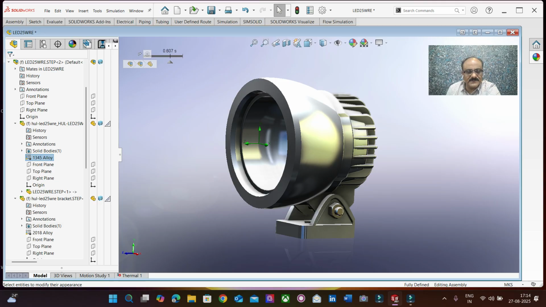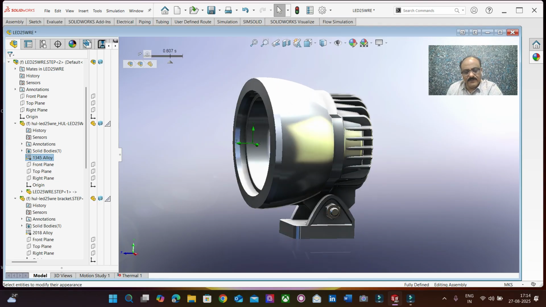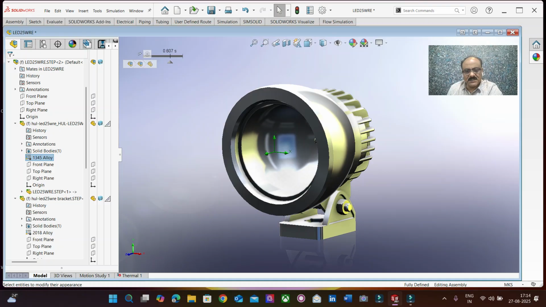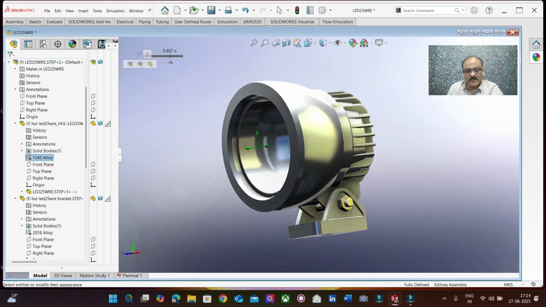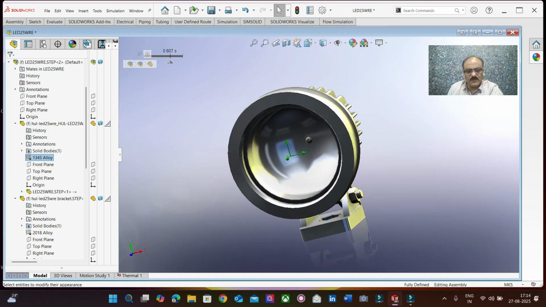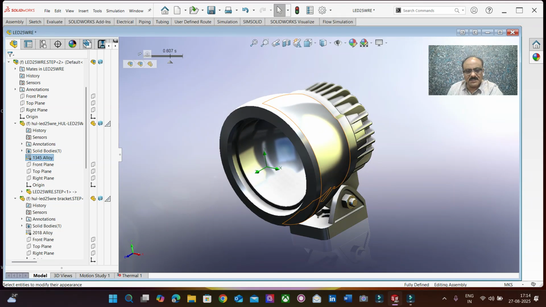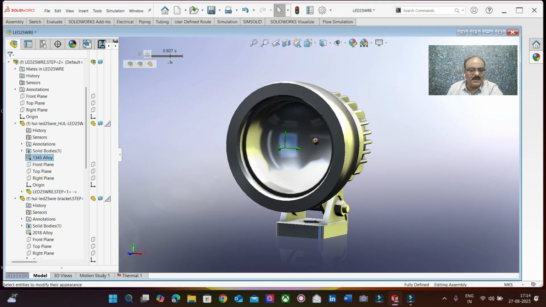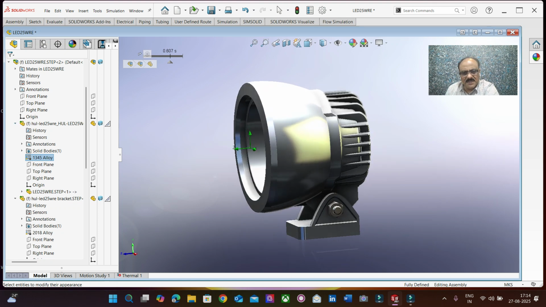In such cases, they go for the cheapest and the most economical manufacturing processes. So now we have defined the materials involved in this, and we know that 1345 aluminum alloy is what is used for the structural part. And for the LED, we are assuming quartz glass, and we have given the properties.